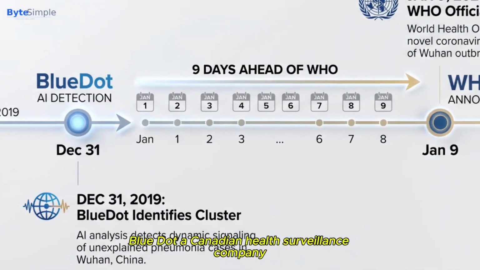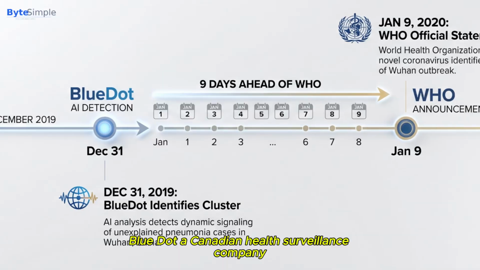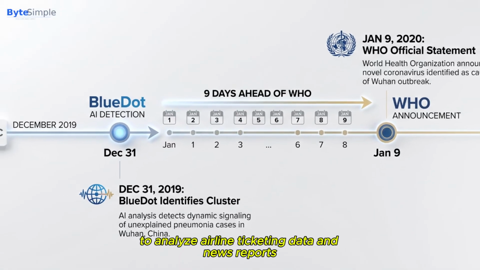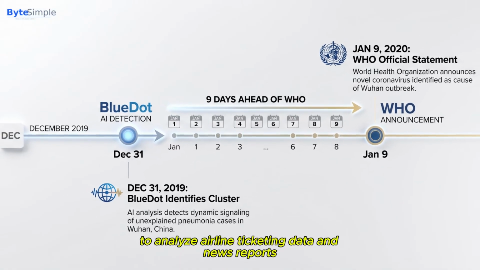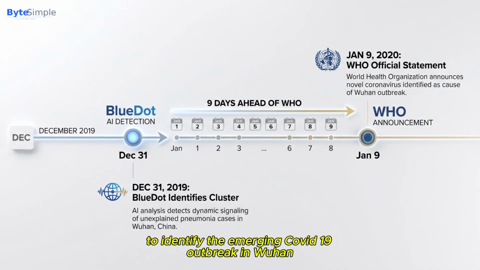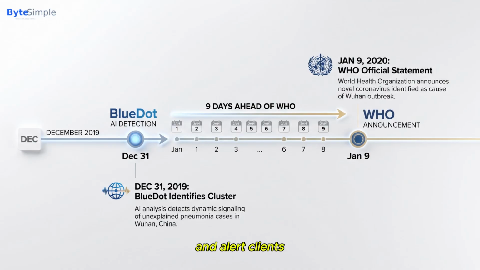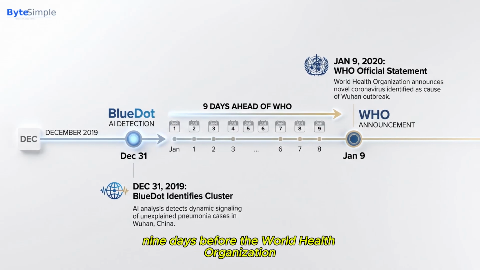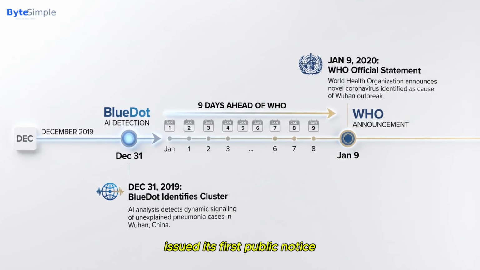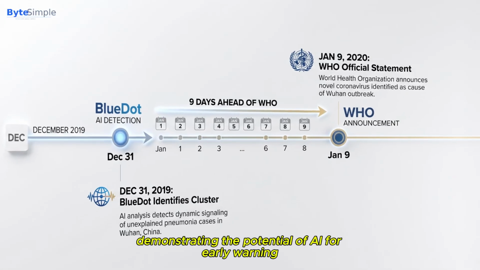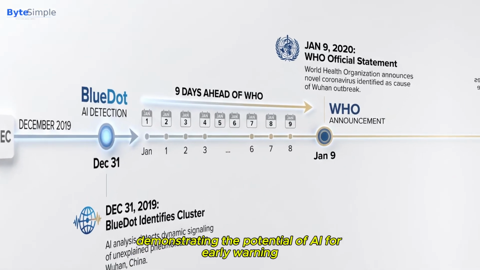Blue Dot, a Canadian health surveillance company, used AI to analyze airline ticketing data and news reports to identify the emerging COVID-19 outbreak in Wuhan and alert clients 9 days before the World Health Organization issued its first public notice, demonstrating the potential of AI for early warning.